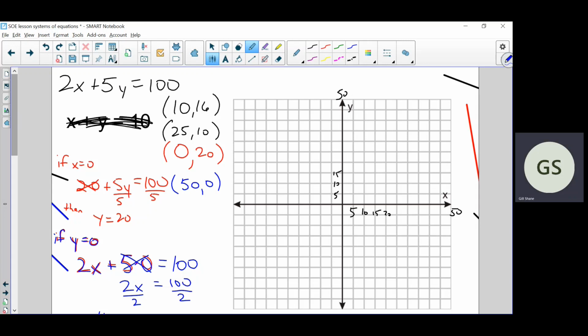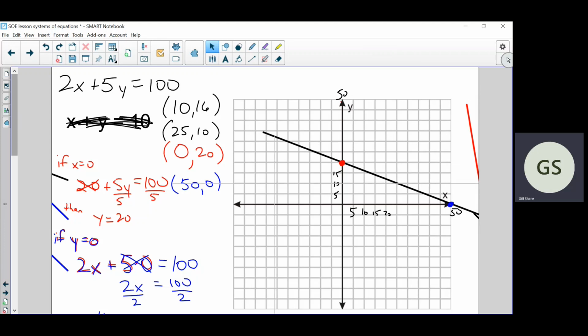Now you would graph that by putting, so we'll do 50, 0 in blue. We will do, oh wait, no, what was it? 0, 20 in red. I will also drag a line on top of those to show you that it looks like that. And we said that every possible answer to that should be on that line, right? That's what the line is. It's all the possible answers.